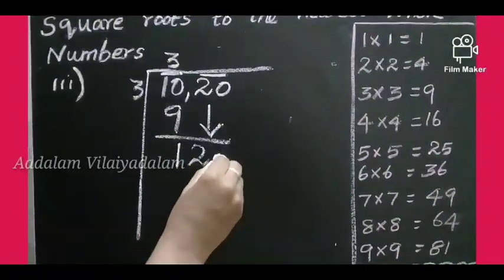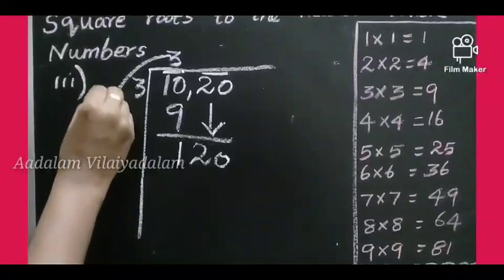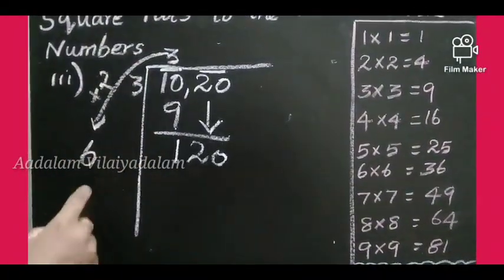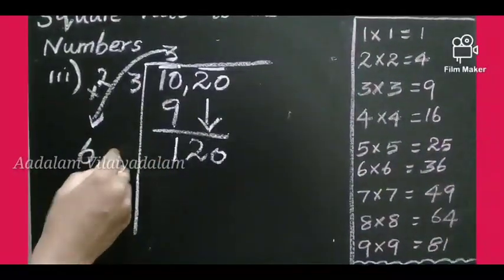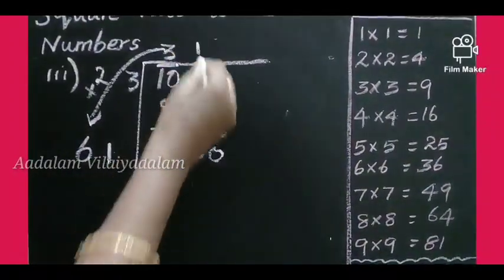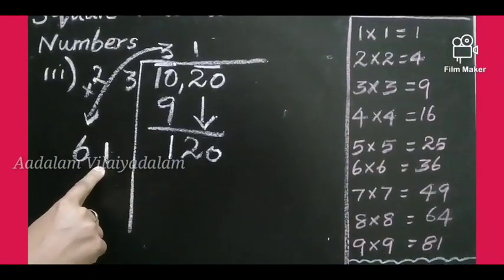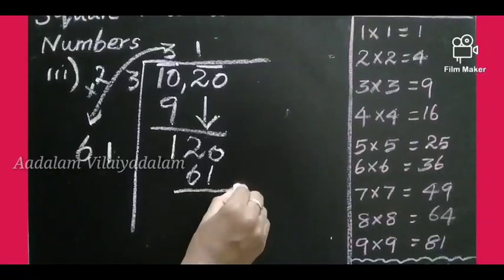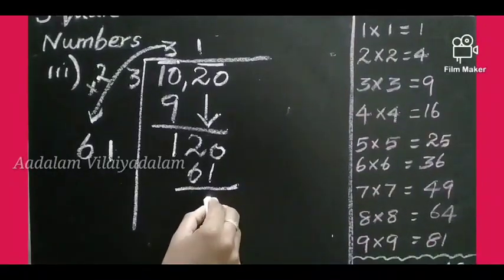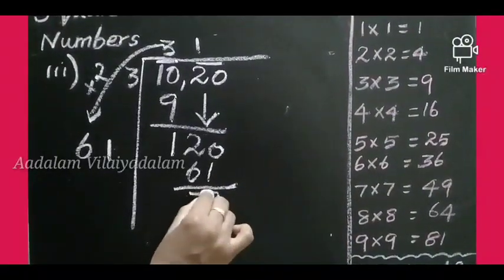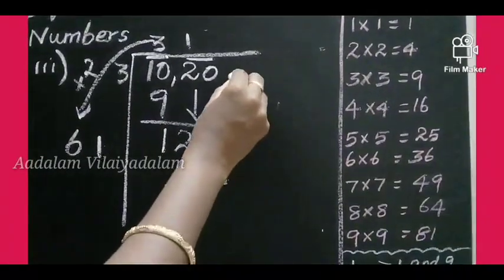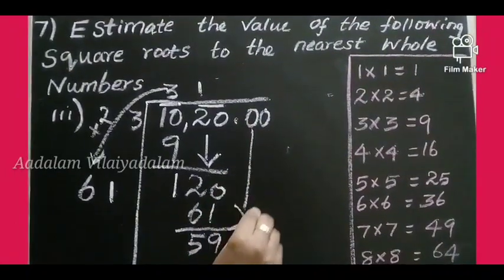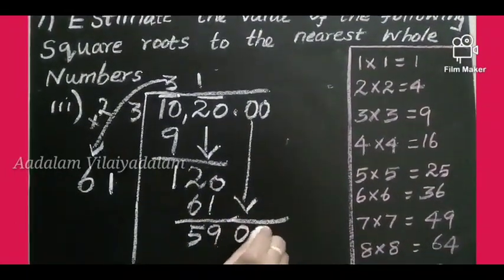Take the next pair, 20. So the quotient value is multiplied by 2. 3 2s are 6. Next we have to choose the number here. So 1 time only, 61 into 1. If it is 2, it means 62 into 2, 124. So 61 into 1, the answer is 61. So 120 minus 61, the answer is 59. Next put the decimal point, add 2 0s. Now write down the pair of 0s.